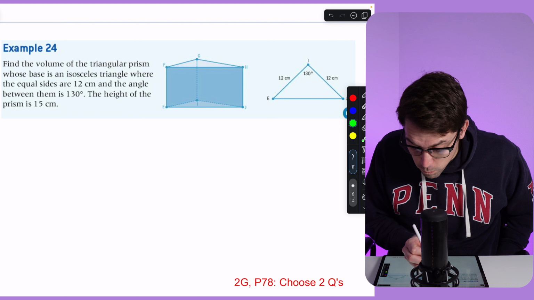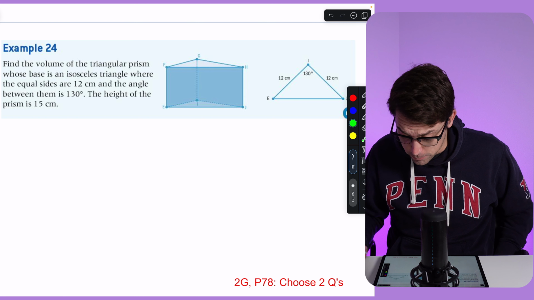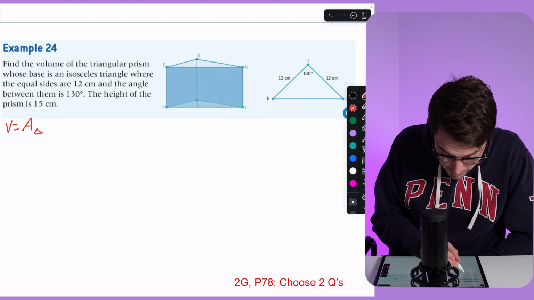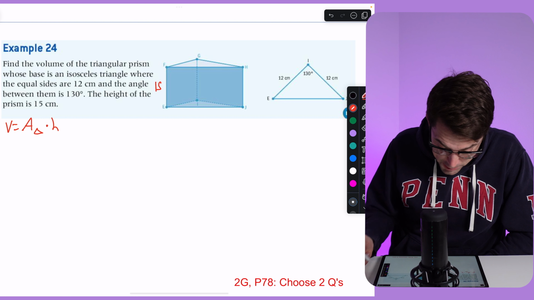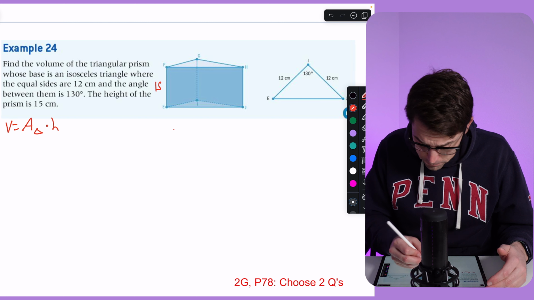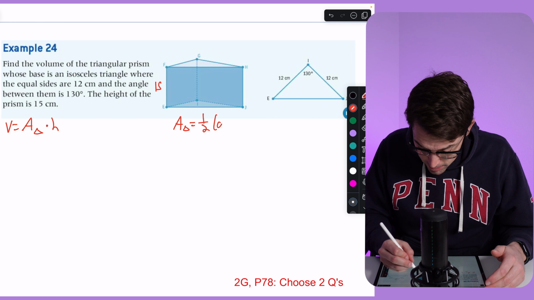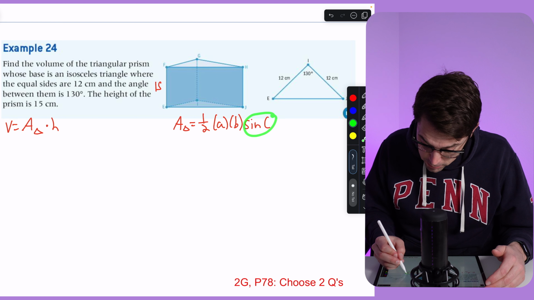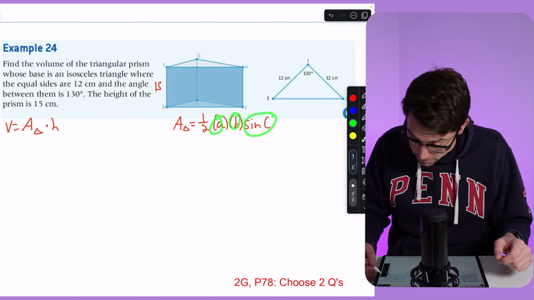So again, when I look at this, if I look at my cross section here, it is going to be that isosceles triangle. So my volume is going to be the area of my triangle times the height. Now, I know that the height of the prism is 15, so I know that h is going to be 15. So I need to find the area of that triangle. So remember, the area of any triangle can be found by taking 1/2 times a times b times the sine of c. And if you think about this, it's whatever this angle is, times the length of the two sides that create that angle, or that sandwich that angle.